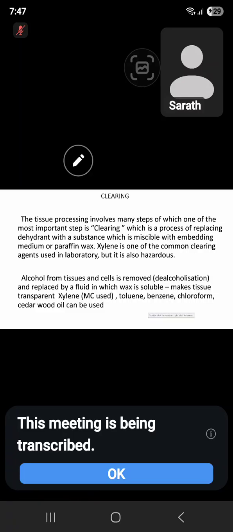Alcohol from tissues and cells is removed by dealcoholization and replaced by a fluid in which wax is soluble, which makes the tissue transparent. Xylene, toluene, benzene, chloroform, cedarwood oil. So not only xylene, you can use toluene, benzene, chloroform, and cedarwood oil. But there are some plus points as well as disadvantages and advantages. Still, most of the Sri Lankan setups are using xylene as the clearing agent.